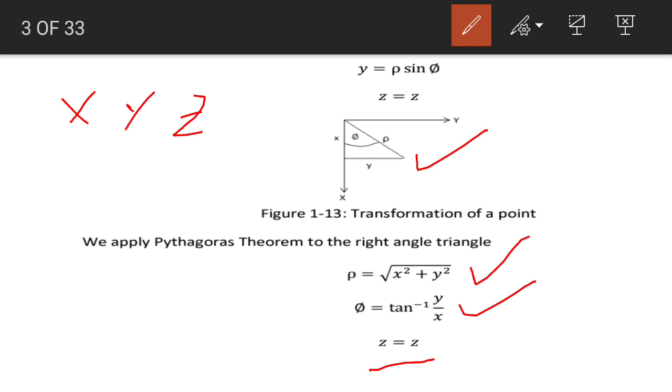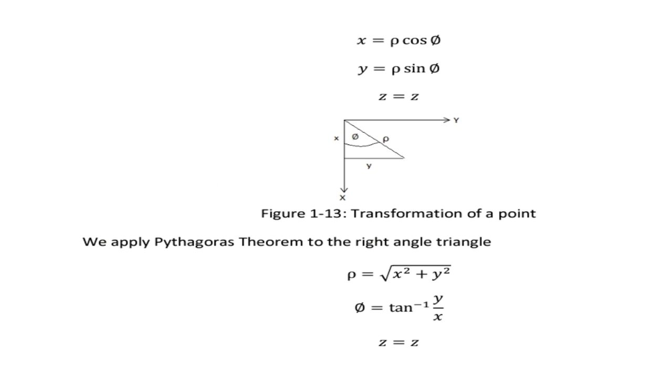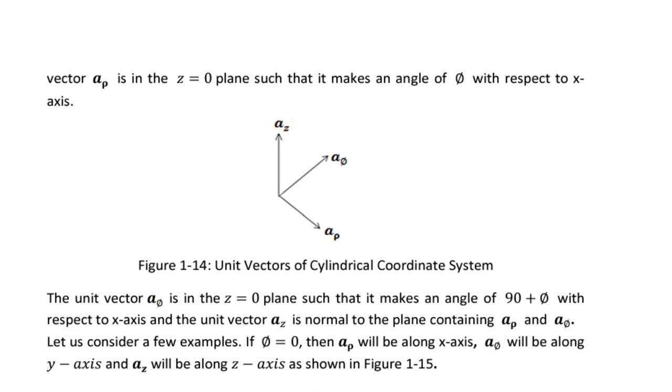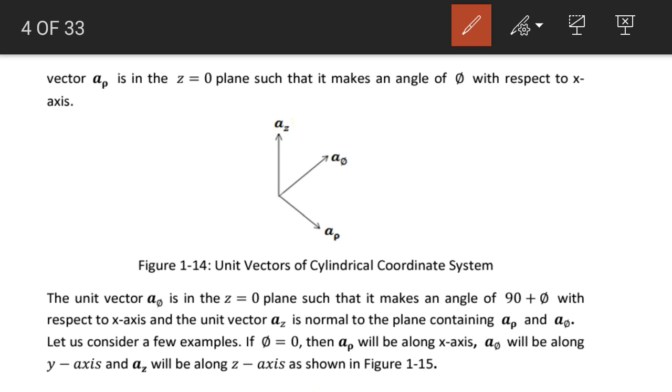Now we talk about the unit vectors of a cylindrical coordinate system. So there are three unit vectors in the cylindrical coordinate system: the unit vector a rho, the unit vector a phi, and the unit vector az. These three unit vectors are normal to one another. They are mutually orthogonal. You need to find out the location of these three unit vectors in the cylindrical coordinate system.